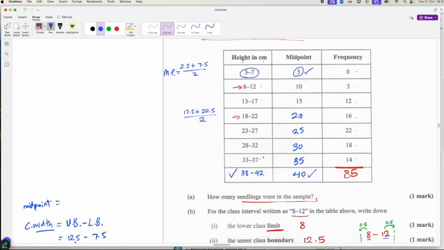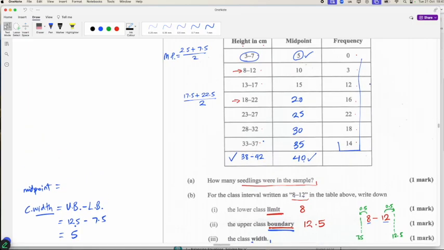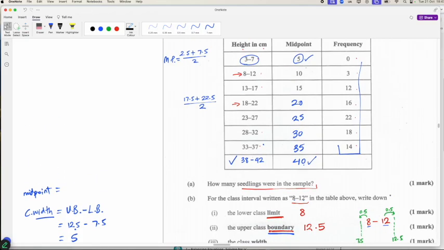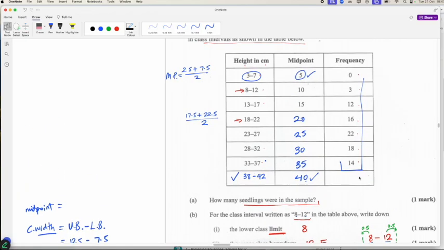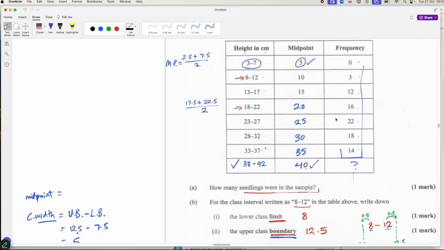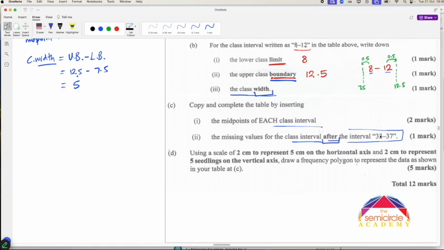But I don't know where the frequency is, because remember, we added up the frequency. And I think I was only supposed to do the height column. Yeah, and the missing values for the class interval after the interval. But I don't know. I mean, there's no way I could have followed that anyway, because they didn't tell me what the total is, and my total is 85 based on adding up all of this. So I guess I'll have to live with that.